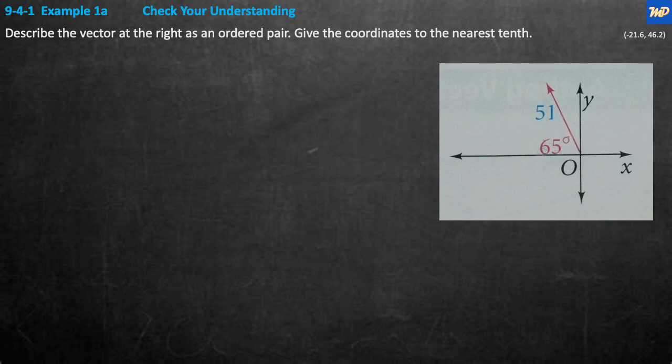Okay, Example 1, check your understanding. Describe the vector at the right as an ordered pair. Give the coordinates to the nearest tenth. Okay, check your understanding. So go ahead and stop the video, pause it, and try this yourself. And when you come back, we'll look at it together.